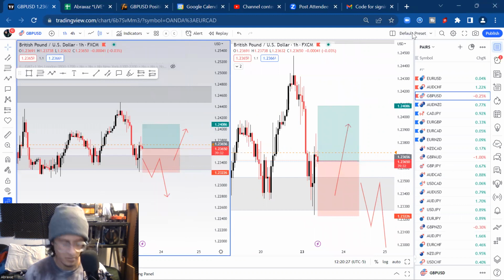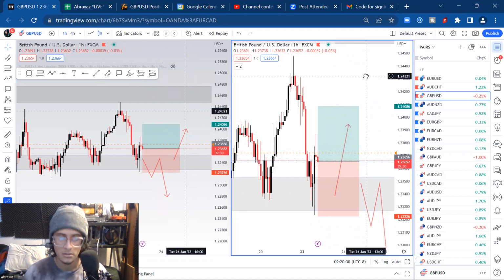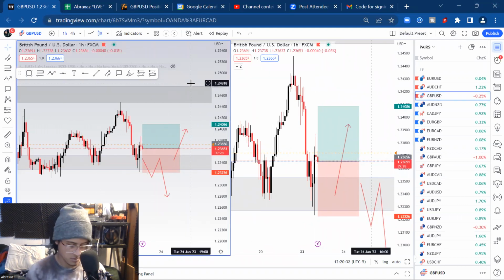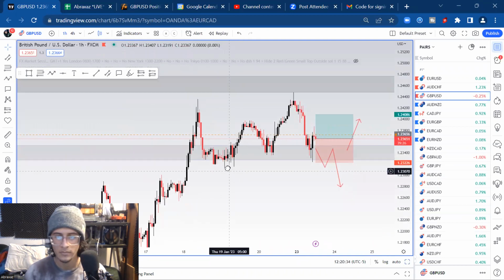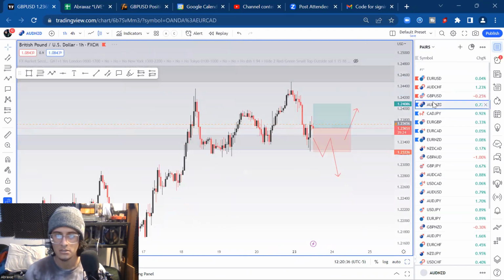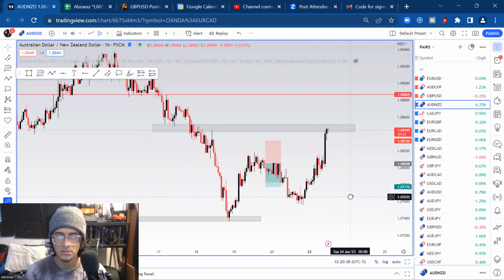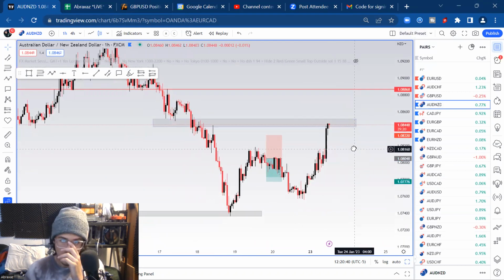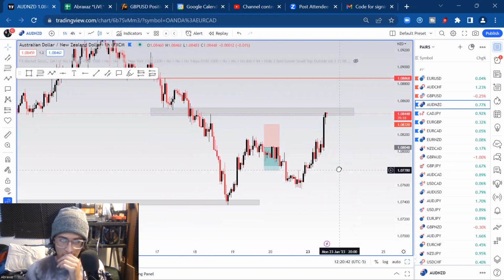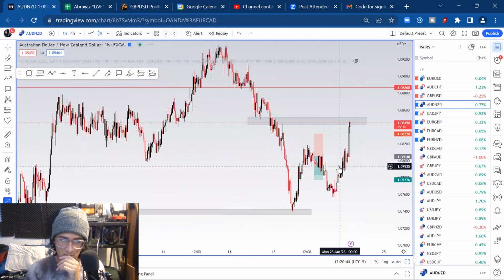Gonna look at a couple more pairs and then I'm gonna call it. And then I'll come back to this today. So that's set. Oh, I'm looking at a reversal right here actually. That looks pretty decent.